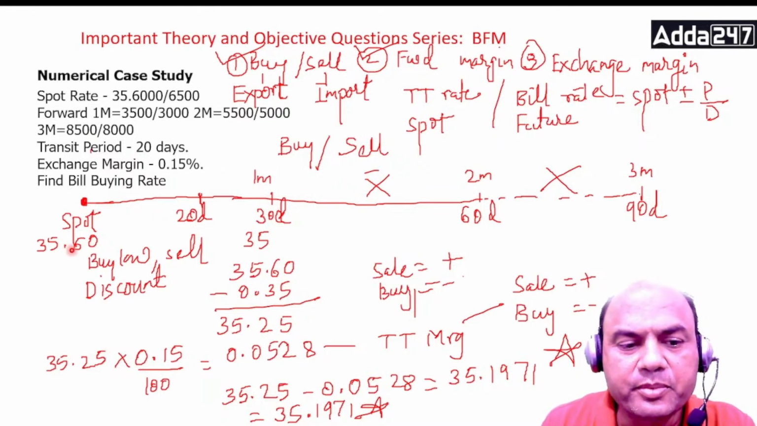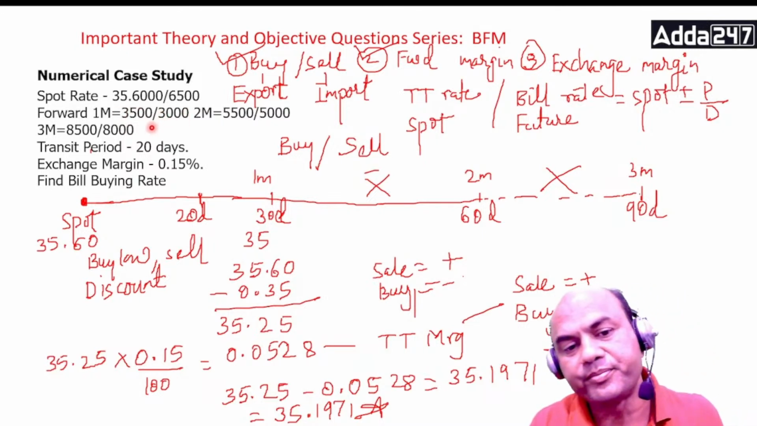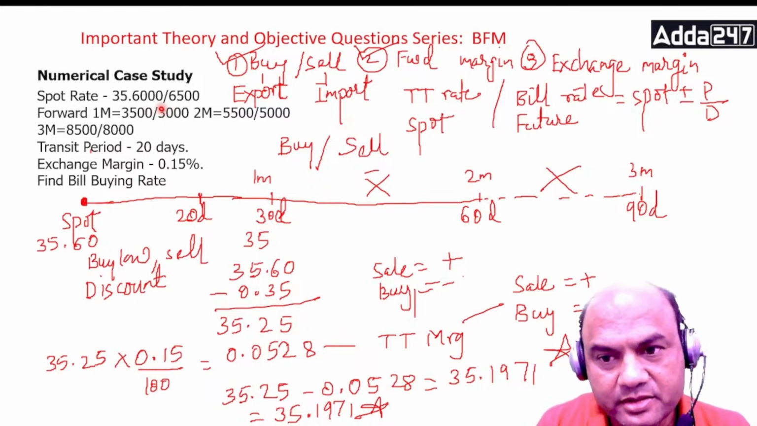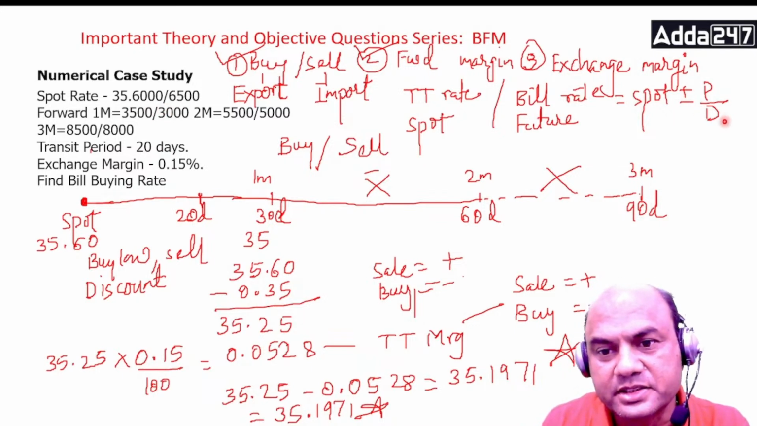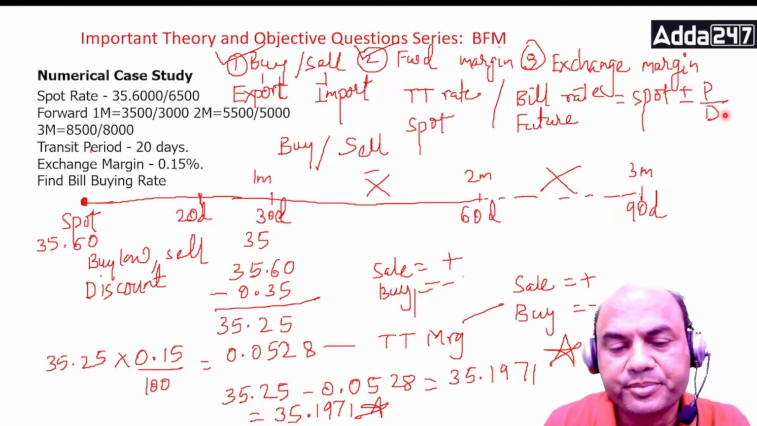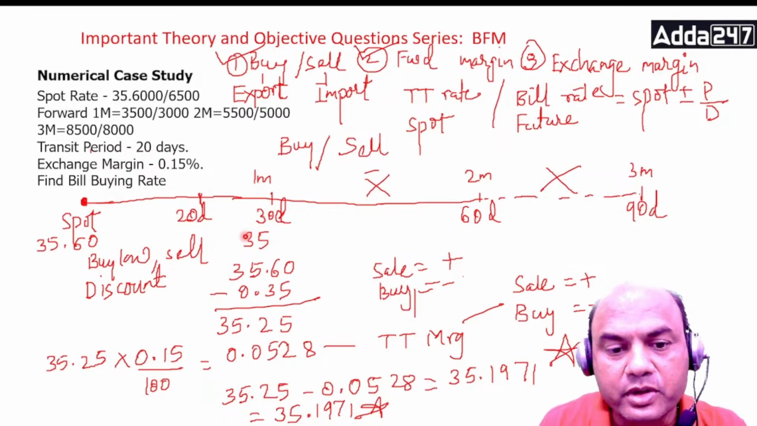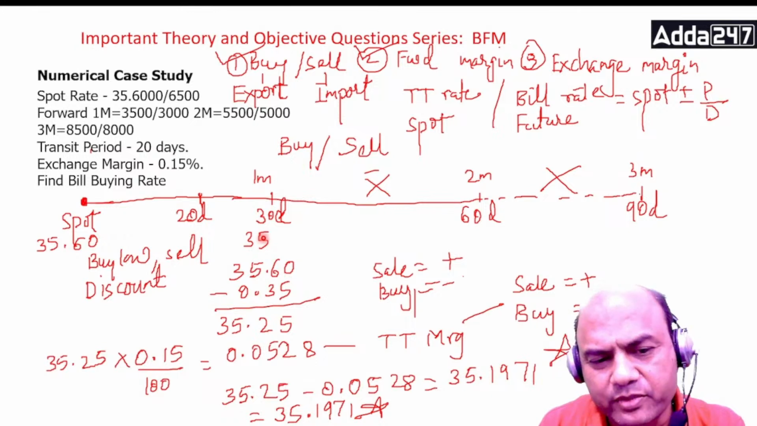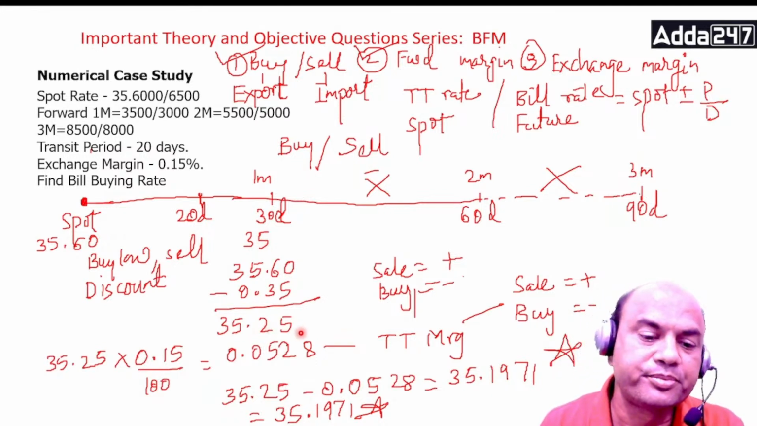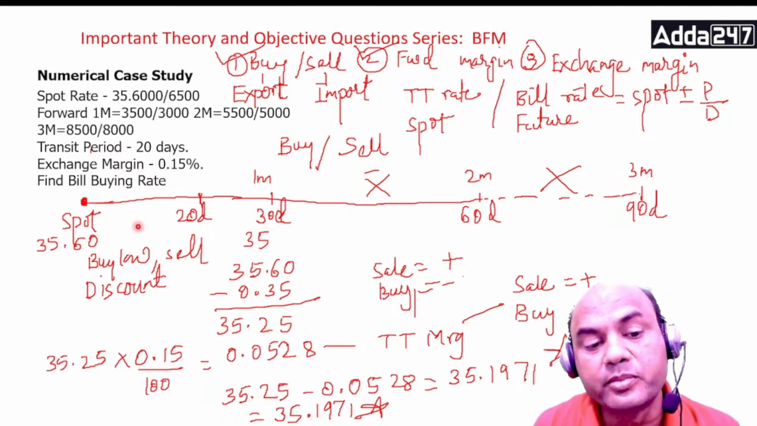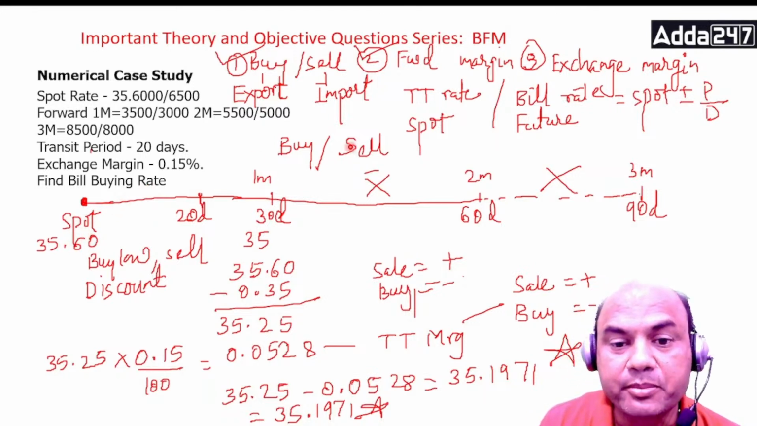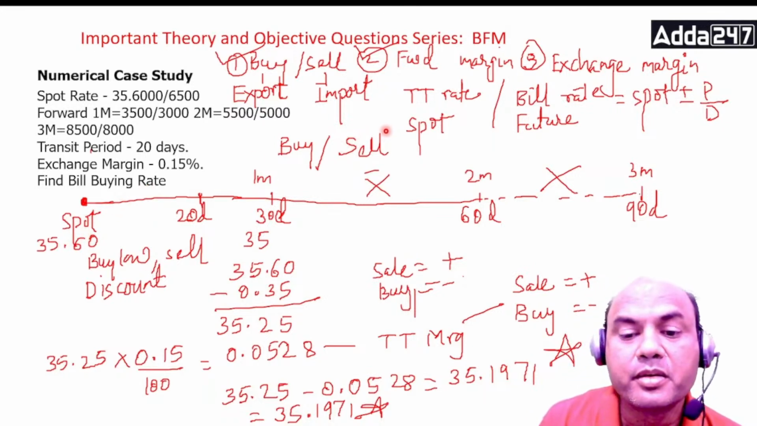So spot is 35.6 and for 1 month, what is the rate given? 35.30. So it is a discount. Currency is at a discount. Discount means subtraction: spot minus discount. So what is the discount? Bill buying, so take 35 over here. 35.6 minus 0.35 gives 35.25. So which rate will you be taking now? You have to apply buy low, sell high maximum. Buy low means what?